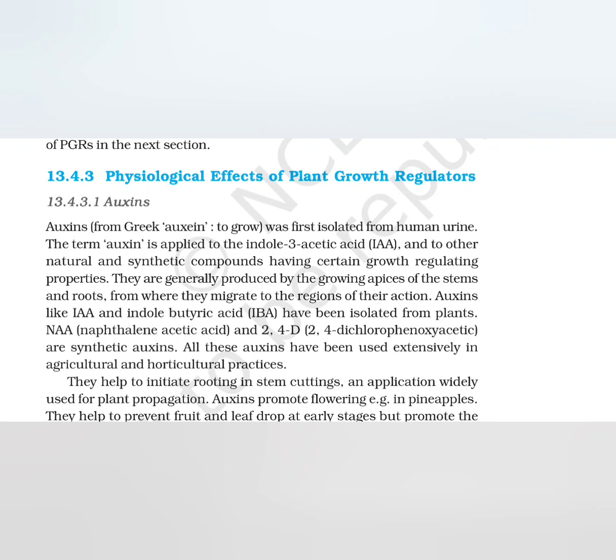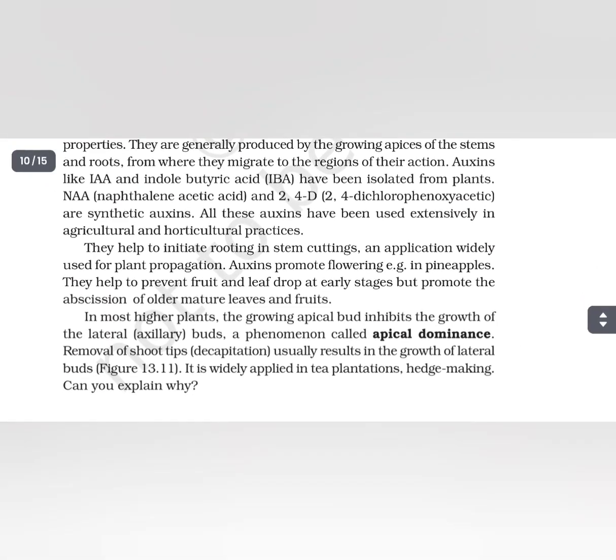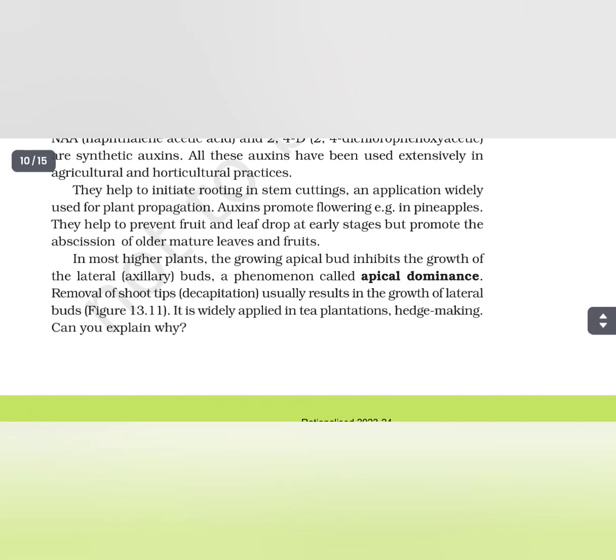Auxins like IAA and indole butyric acid, IBA, have been isolated from plants. NAA, naphthalene acetic acid, and 2,4-D, 2,4-dichlorophenoxyacetic acid, are synthetic auxins. All these auxins have been used extensively in agriculture and horticulture practices. They help to initiate rooting in stem cuttings, an application widely used for plant propagation. Auxins promote flowering, for example in pineapples. They help to prevent fruit and leaf drop at early stages but promote the abscission of older mature leaves and fruits.